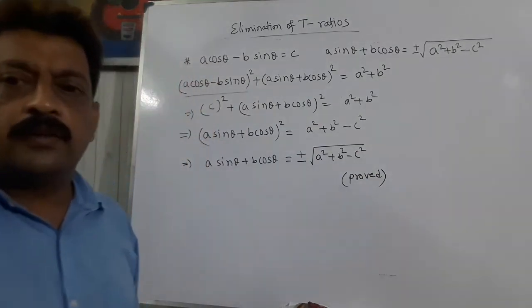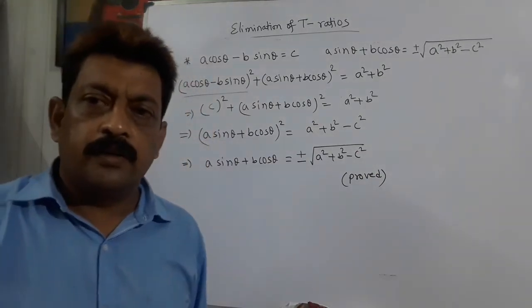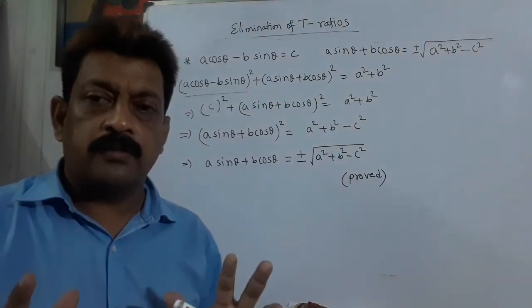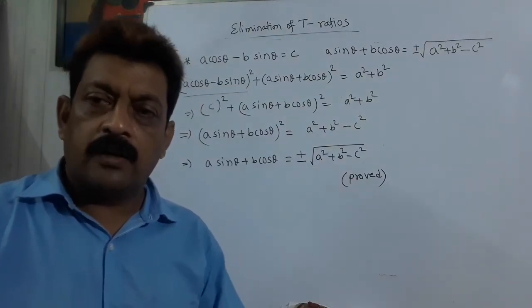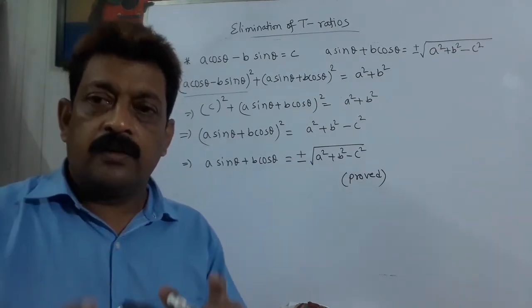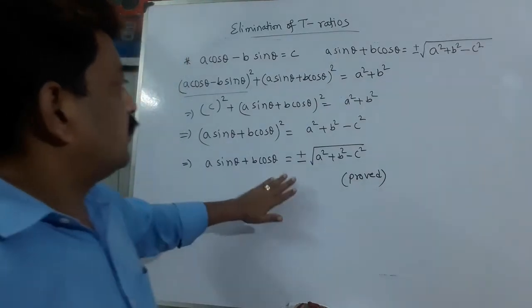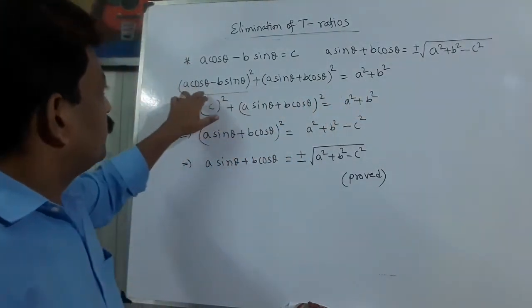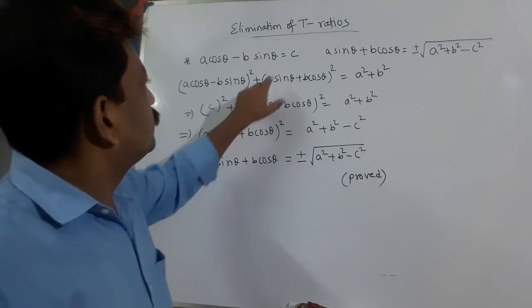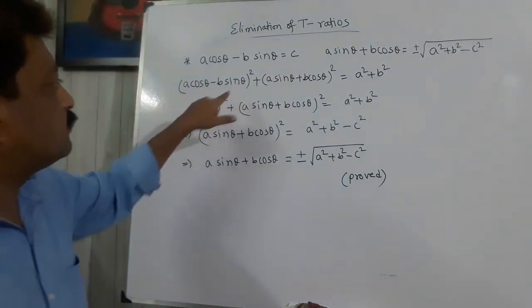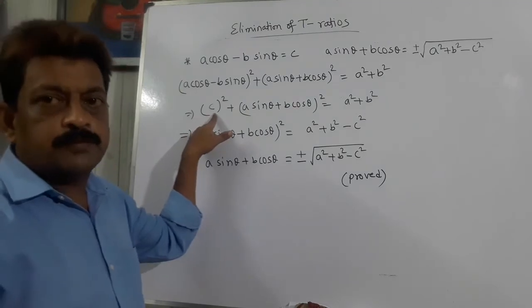So here I have also used the same technique. First of all, the given part has been squared and the question part also was squared and then added, and the value obtained is put here. Then this value is already given in the question, so we have put this value of a cos theta minus b sin theta as c. So it will become c square.